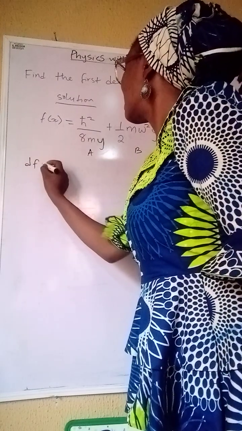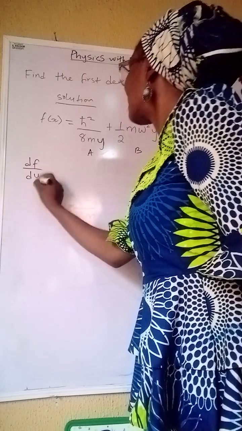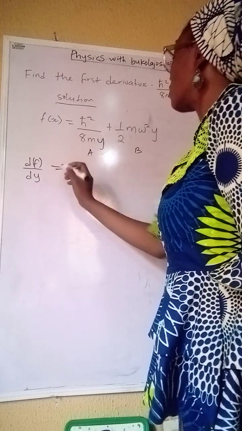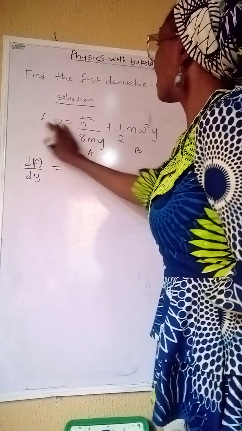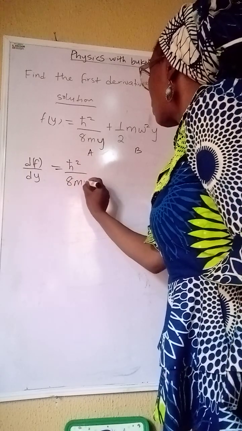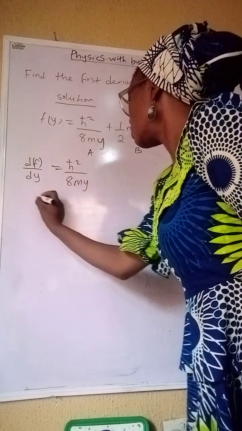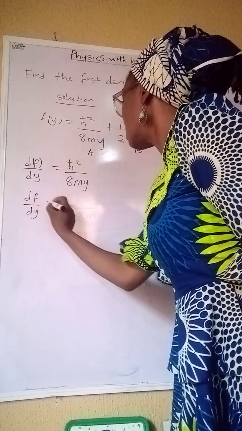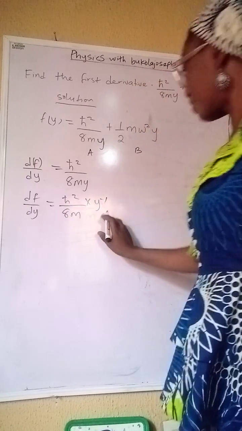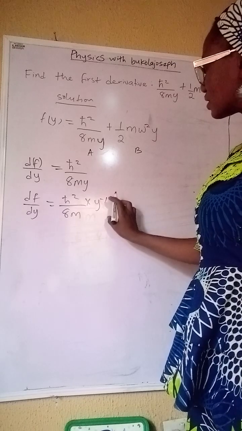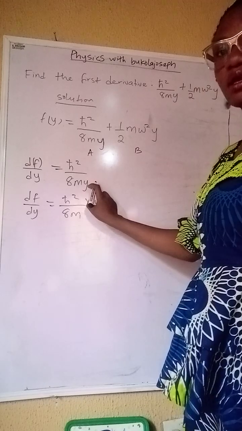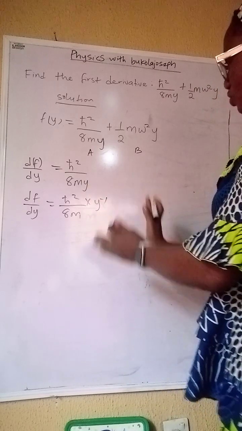So we have df/dy. We're differentiating with respect to y. So we have df/dy is equal to, let me correct this, let it be y. So we have h cross all over 8my. Okay, so let's see it this way, this is the same thing as 8m times y to the power minus 1. Do you agree? This y raised to power minus 1 is the same thing as 1 over y. Multiplying 8m by y will bring us back here. I hope you understand. So now it's going to be easier to differentiate.